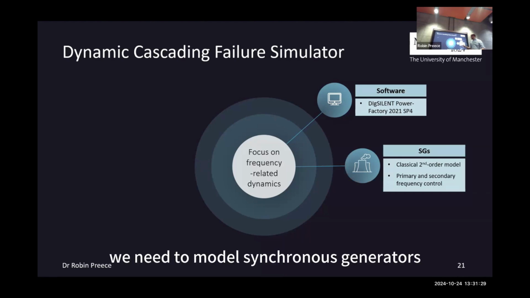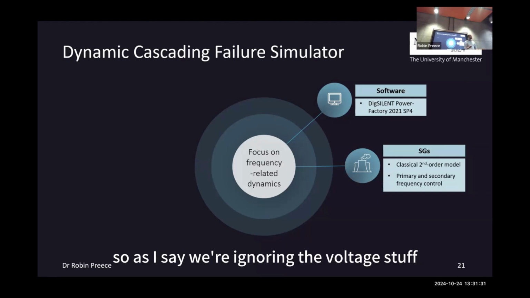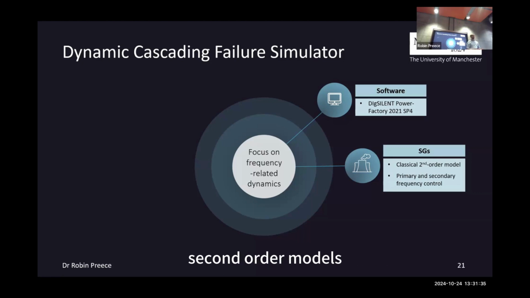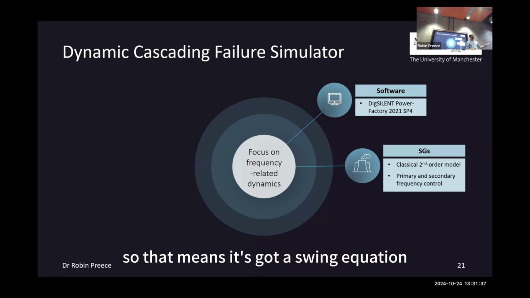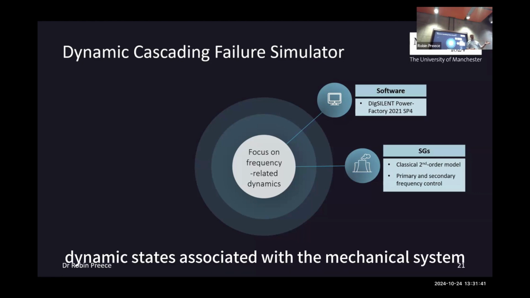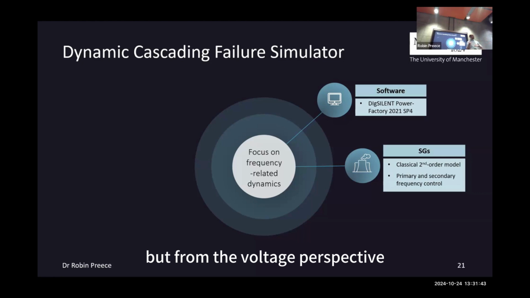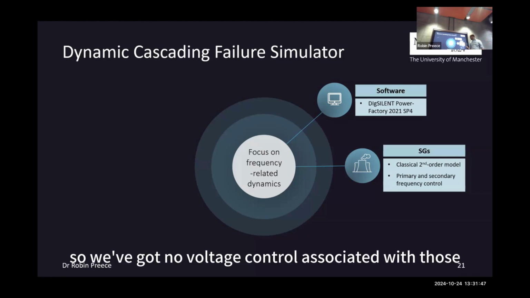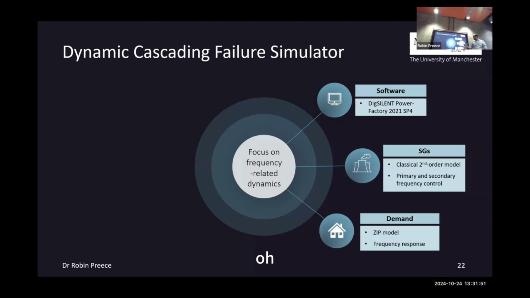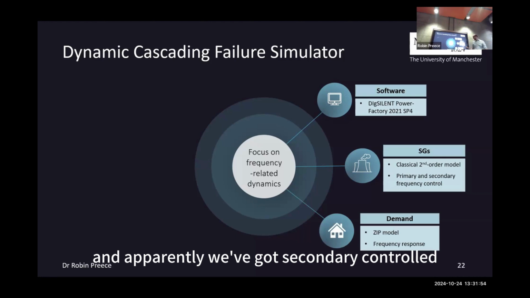We need to model synchronous generators. As I said, we're ignoring the voltage stuff, so we're just modeling these as classical second order models. That means it's got a swing equation. It's got a couple of dynamic states associated with the mechanical system. But from the voltage perspective, it's just a constant voltage output. So we've got no voltage control associated with those, but we do have the primary control. And apparently we've got secondary control.